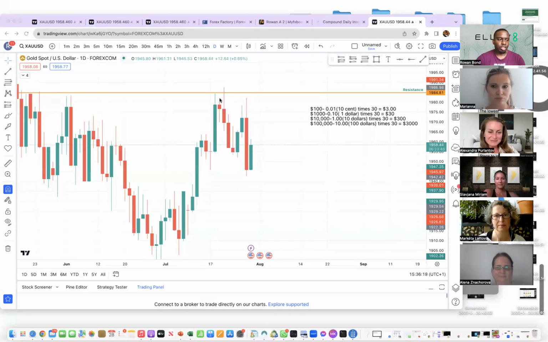Okay. So for the people that are new, the first thing you want to do when you are looking to trade is you want to go to TradingView. That is how you actually see the charts to analyze the trades.